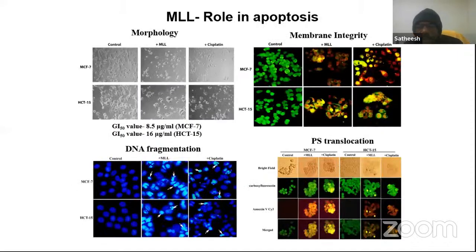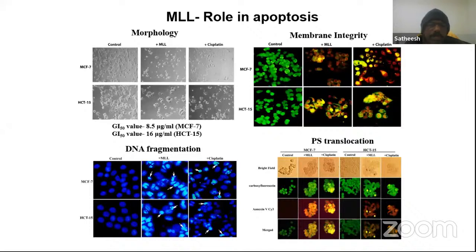So we later studied the effect of MLL on different cell culture systems. First is the morphology. We have used two different cell lines, MCF7 and HCT15. You can see in the middle, it is plus MLL and plus cisplatin. Cisplatin is the positive control.